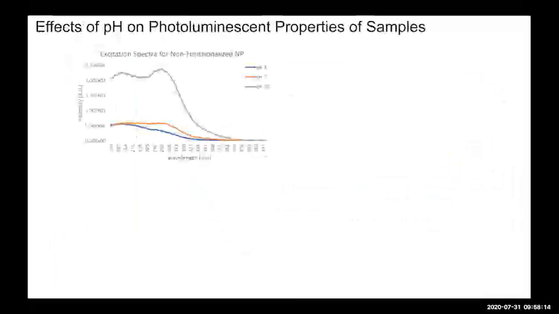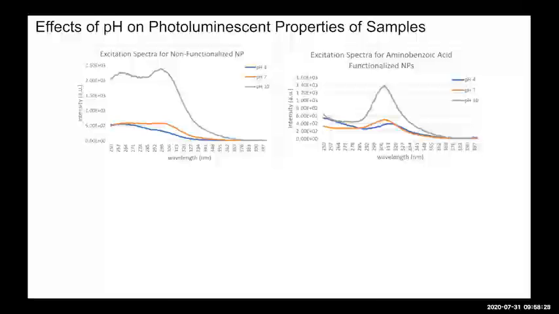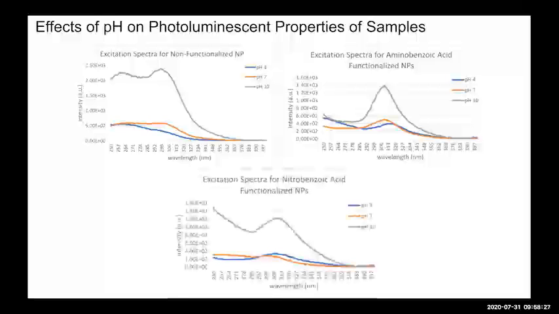The effects of pH on photoluminescent properties of samples. After synthesis, the surface of the nanoparticles was functionalized with aminobenzoic acid and nitrobenzoic acid. Functionalization is important because it can change the properties of the crystals. So you can change it however you want according to what situation you are applying them to. Seeing how these ligands react to the different pHs can be important.